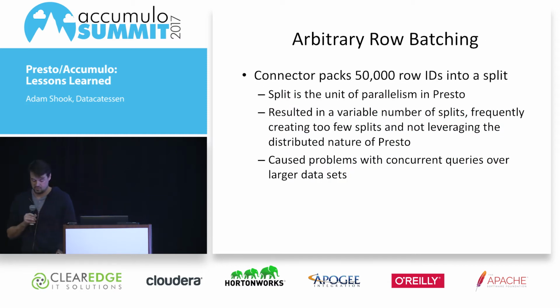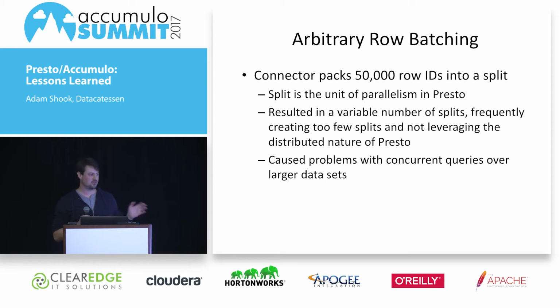Next was more about resource scheduling and using resources properly. We had this arbitrary row batching where the connector would get 50,000 row IDs that it's going to scan out of Accumulo, and it would pack 50,000 rows into a single split and then send it off to the cluster to be processed. So if you have 10,000 row IDs that are going to be scanned out of Accumulo, you'd get 2 splits. And the split is that unit of parallelism again.